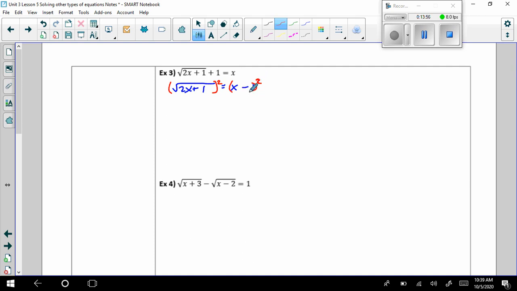But I want you to keep in mind that x minus 1 squared, do not distribute the exponent. That's an O. Okay, so this is x minus 1 times x minus 1. So go ahead and pause your video and work that one out.